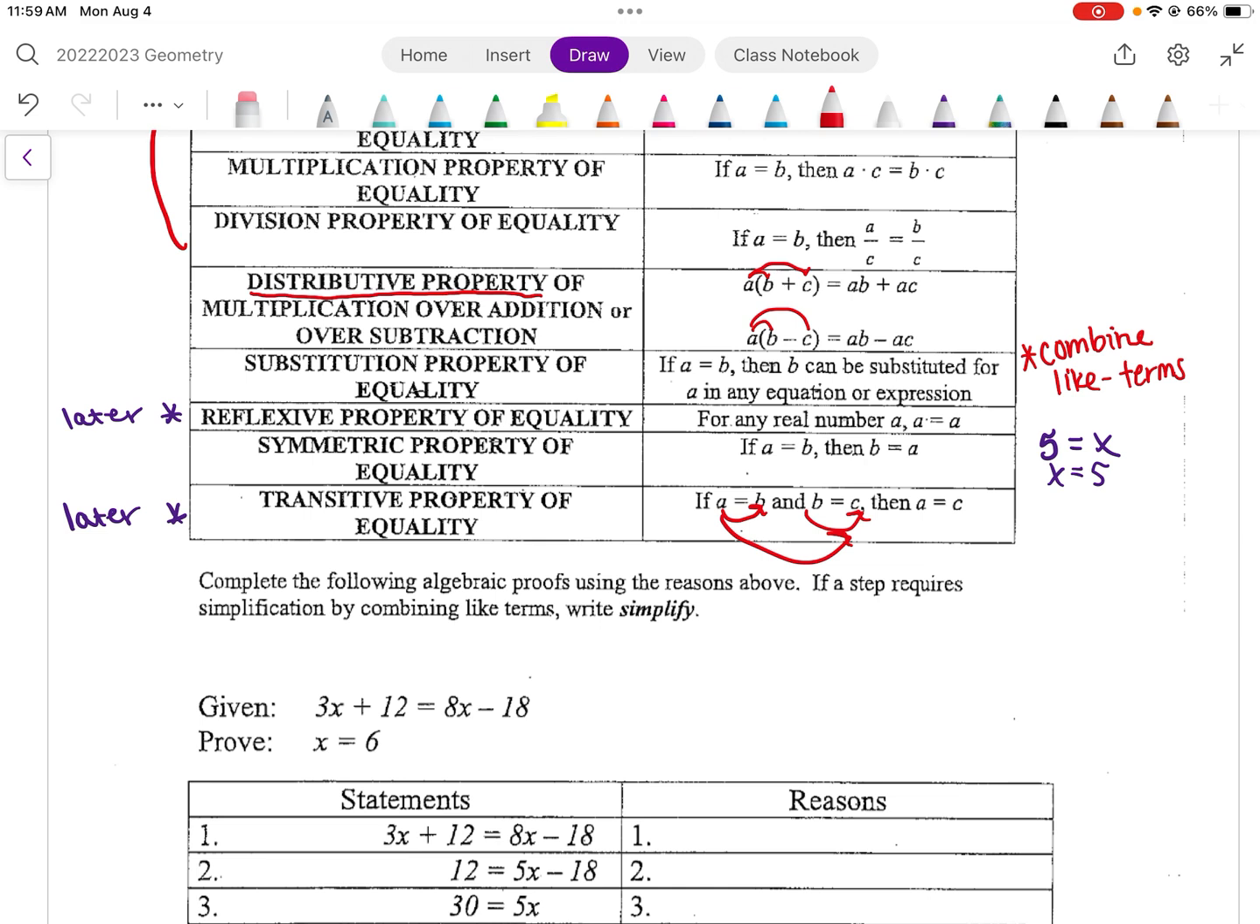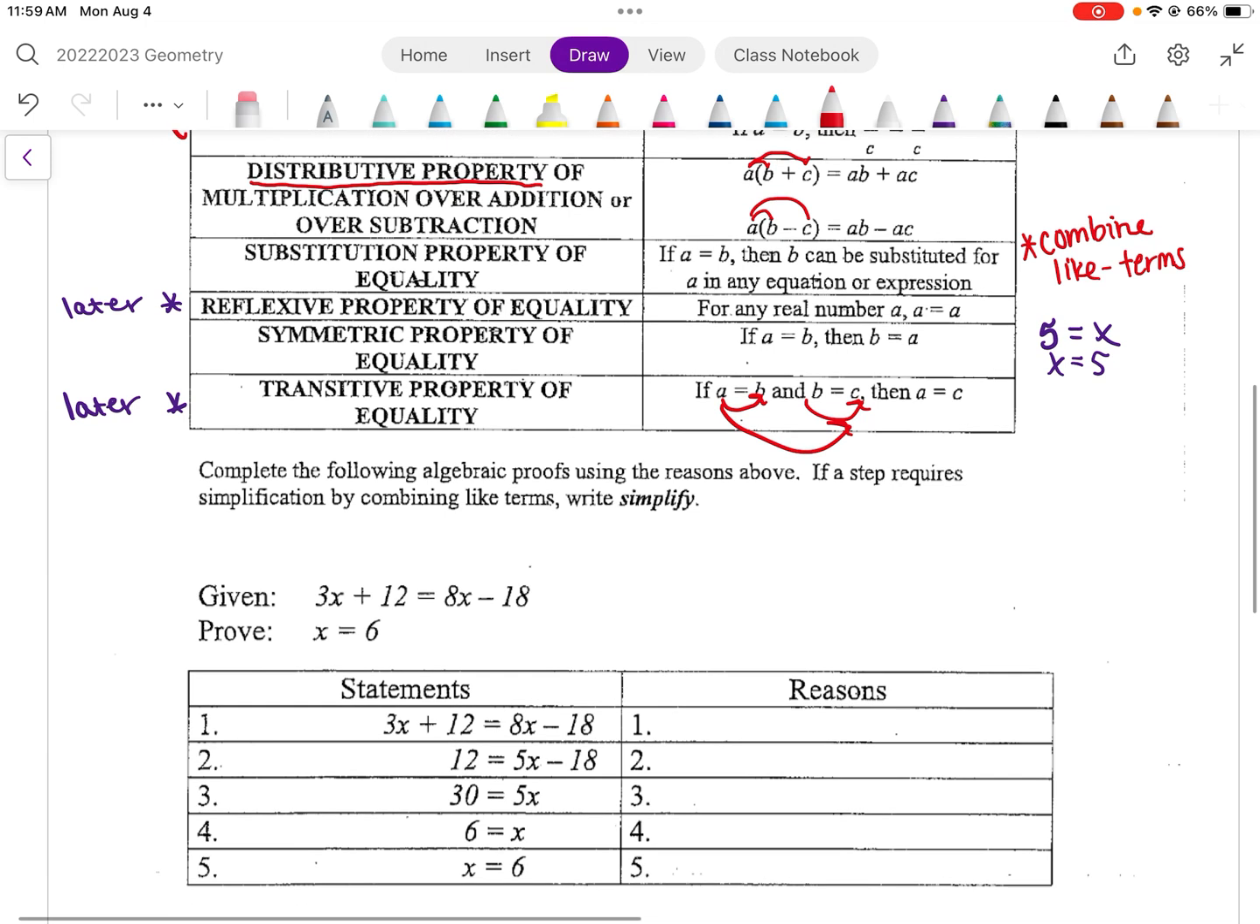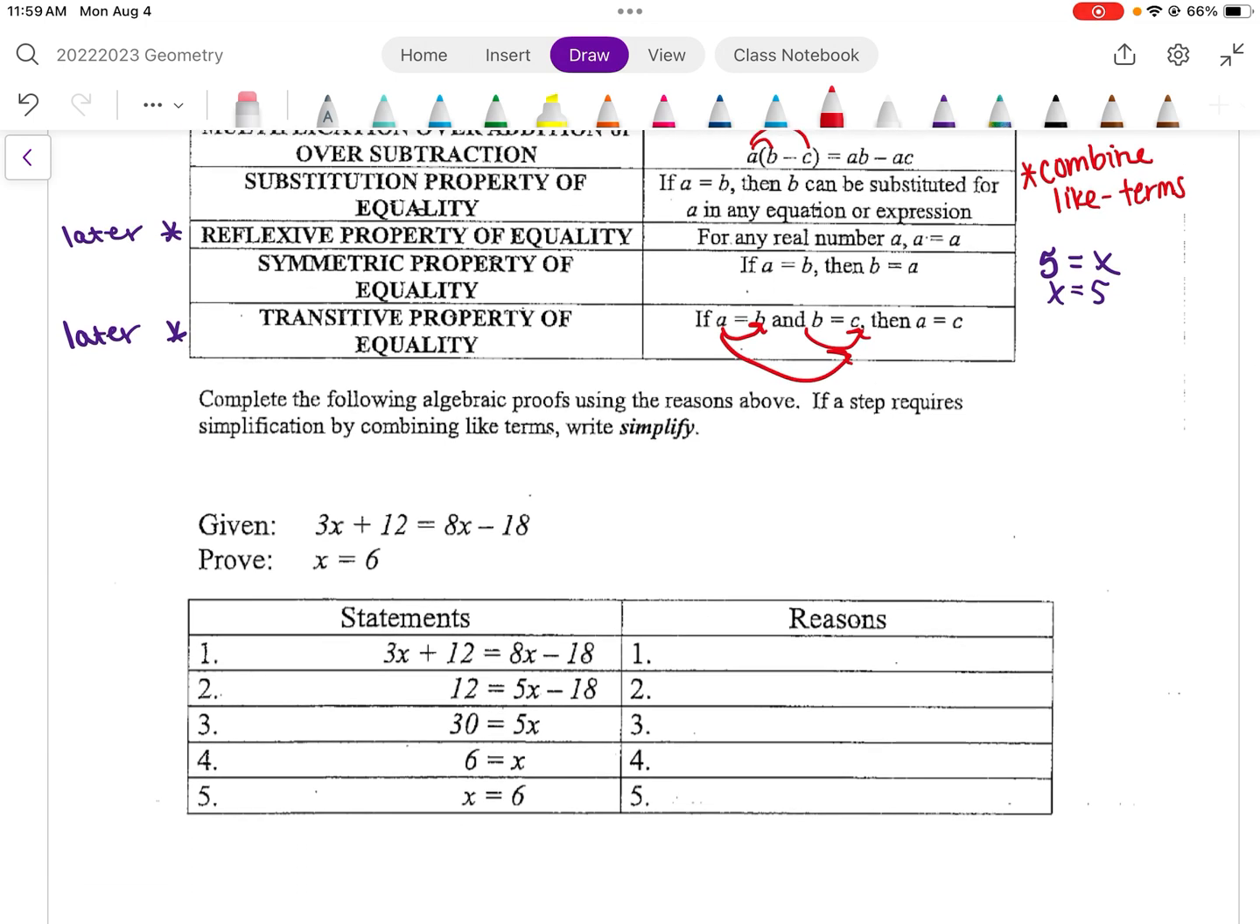Okay, add that to where it says substitution. So here's how algebraic proofs work. In any 2-column proof, you are going to have a statements column and a reasons column. A statements column is where you make your claim. The reasons column is where you justify your answer.